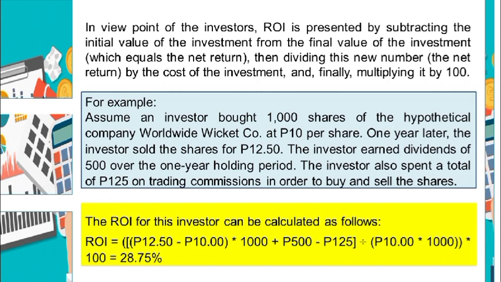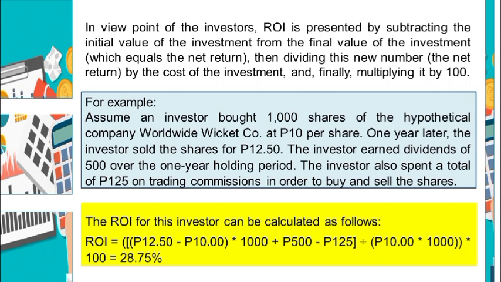ROI may be used by regular investors to evaluate their portfolios, or it can also be applied to assess almost any type of expenditure in the company. So from the viewpoint of the investors, ROI is presented by subtracting the initial value of the investment from the final value of the investment, which equals the net return. Then dividing this new number by the cost of the investment, and finally multiplying it by 100.